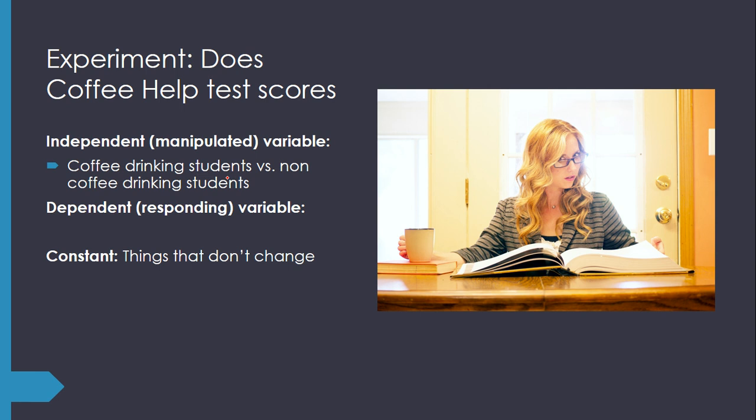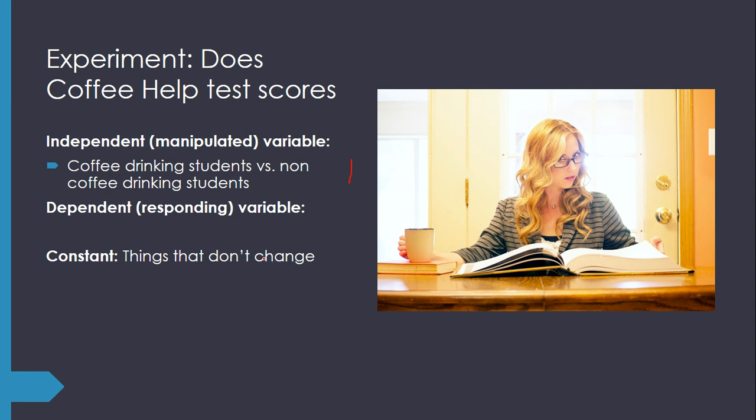Are coffee drinking students versus non-coffee drinking students going to perform better? So that is the variable you're trying to isolate, and that's the variable you're trying to have a result from. Often there's just one of these. So you usually just have the one independent variable in an experiment.